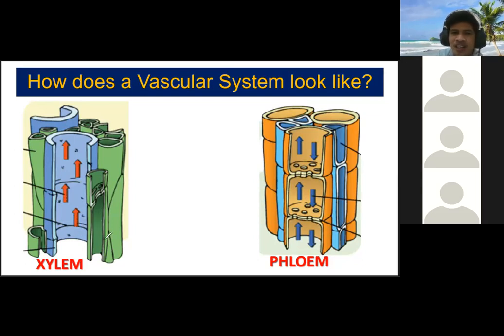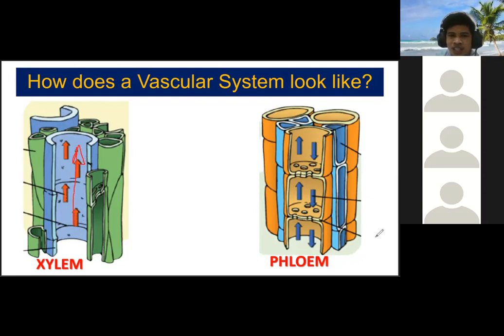And the xylem is transporting water, because water is transported from the soil, from the ground, going up, from the roots, stem, and the leaves. That is why the arrows here are going up. It means that the transport of water is upward.